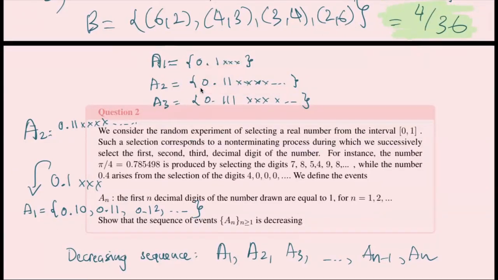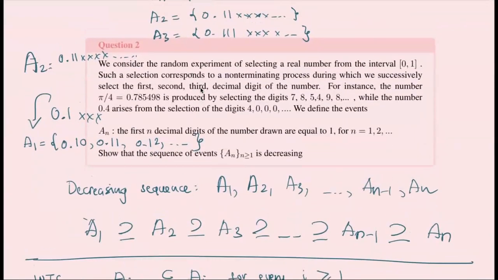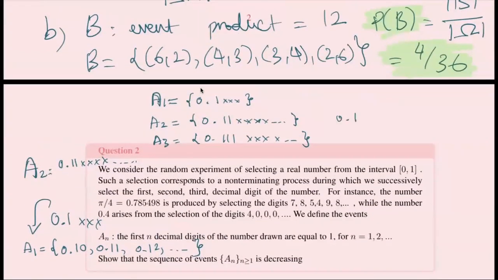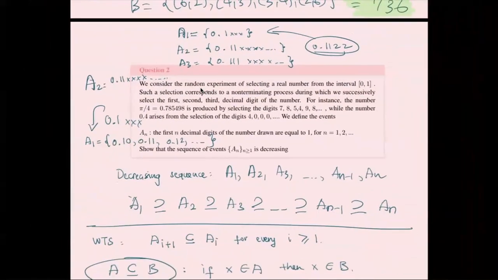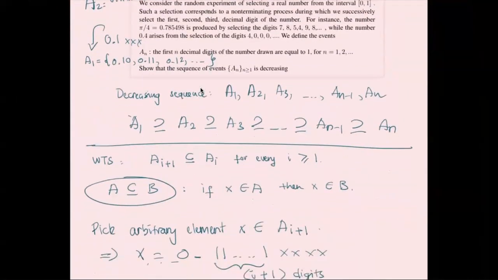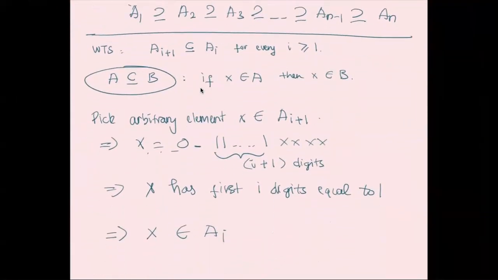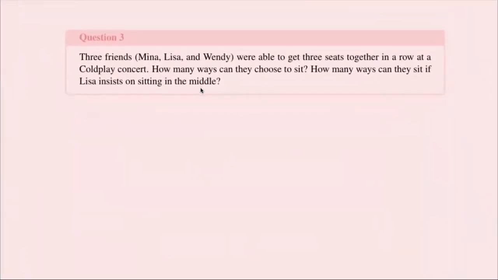Yeah. For example, if you pick from A2 some element like 0.1122, this element should also appear in A1 because it definitely has the form 0.1 something. If there's no question, I will let you work on question 3. I think it is pretty straightforward, so maybe 2 minutes. During that time, if you are still confused about question 2, you can let me know.